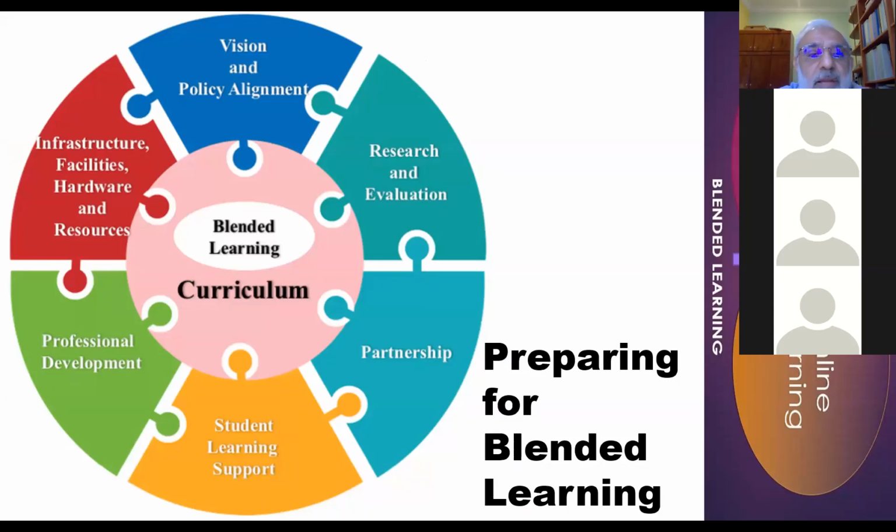Preparing for blended learning. So first, one has to decide whether we want to have blended learning, what is the vision, what is the policy, and what is the alignment between the two. And based on that, there would be development of infrastructure, facilities, hardware, and resources. Then we would need staff development, student development, student support. We may have to have partnership with other institutions, with IT departments, research and evaluation, and then looking at the vision again.